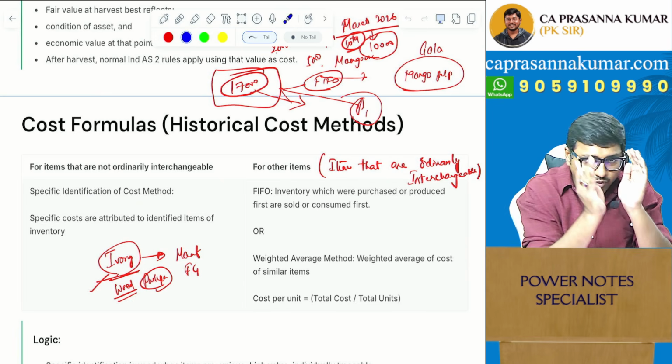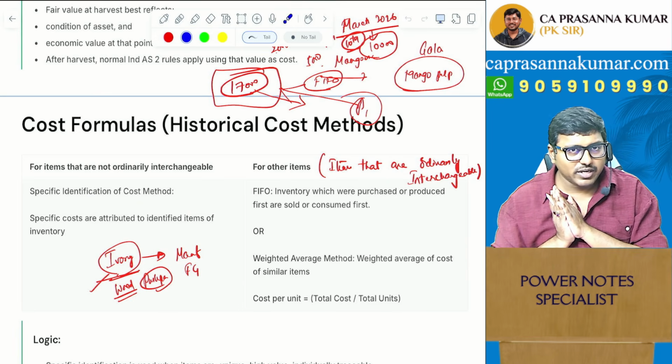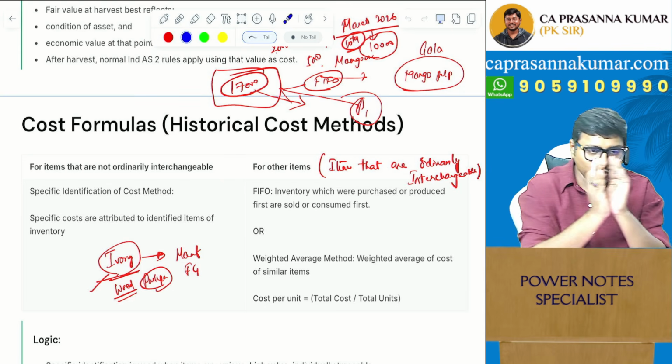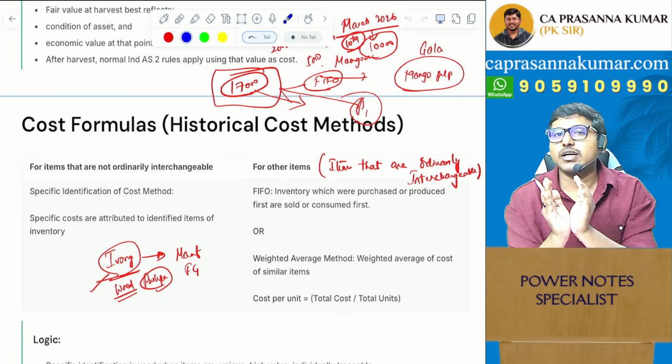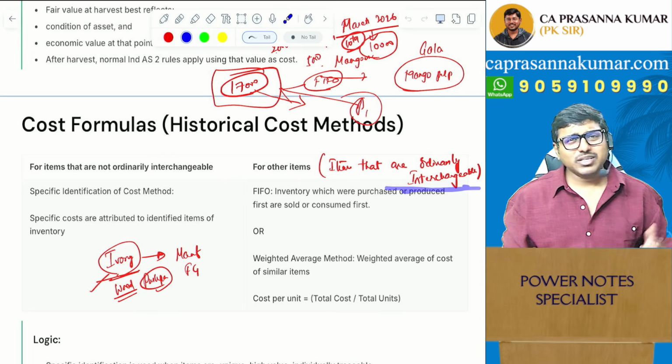So for teak wood, what is the cost of it? Specifically, it will be there with you, and that will be the value of the inventory. You understand the point? Mango wood, what is the cost of it? Rosewood, what is the cost of it? Specifically, you need to identify the inventory cost because they are different. If it is ordinarily interchangeable, then it doesn't matter.